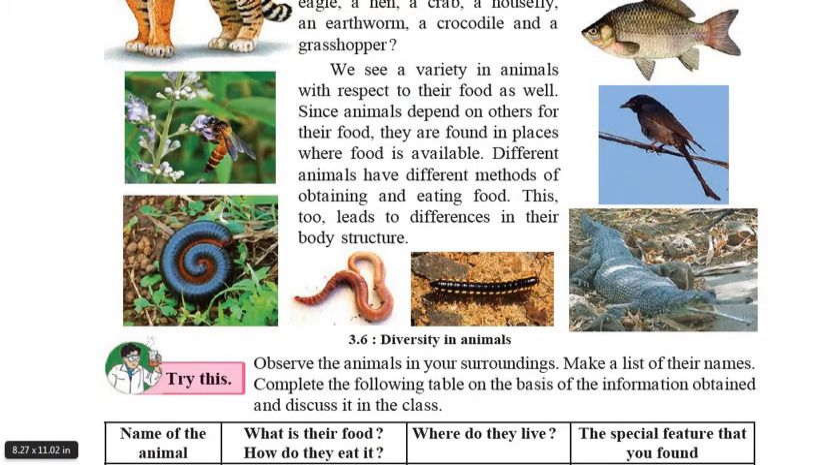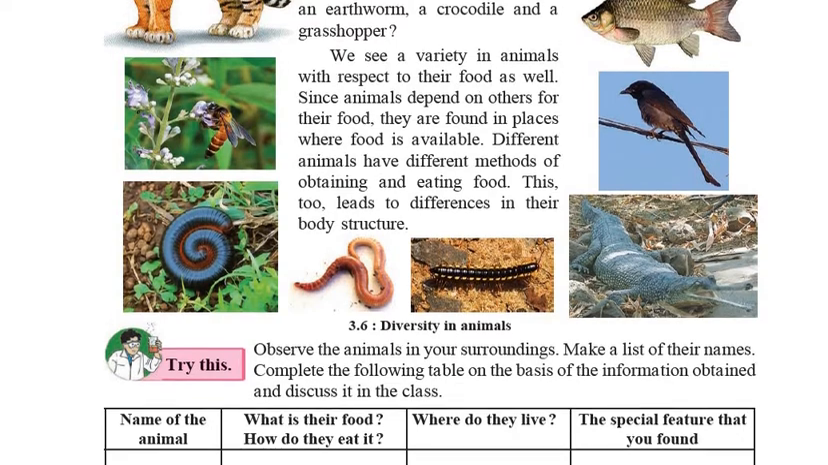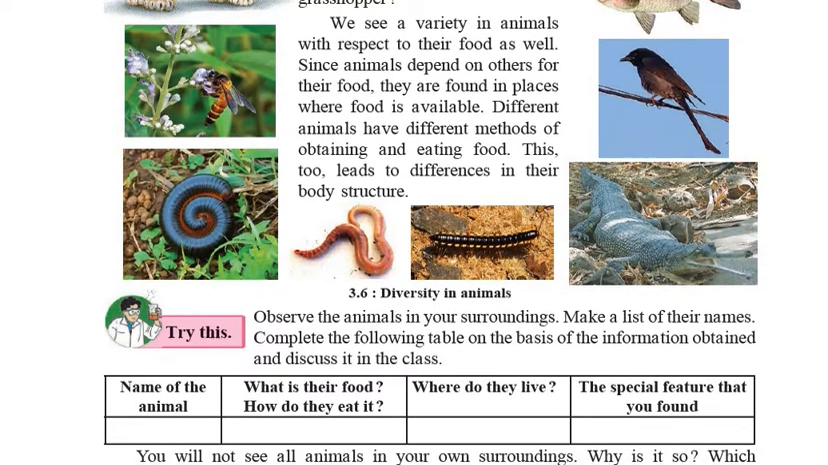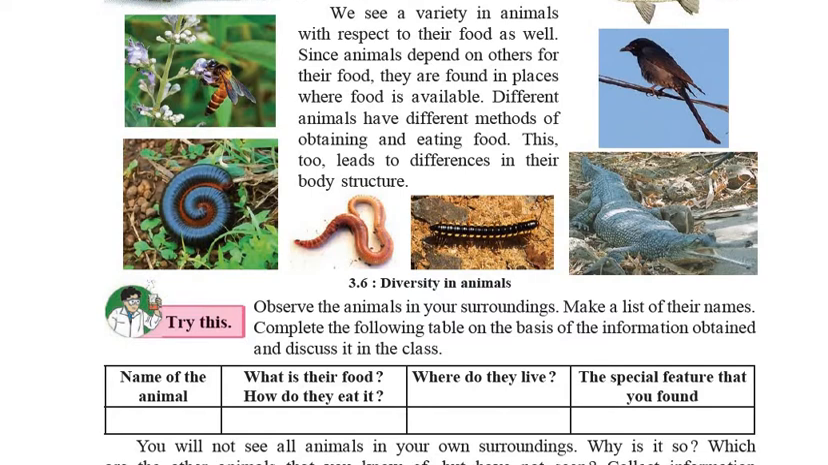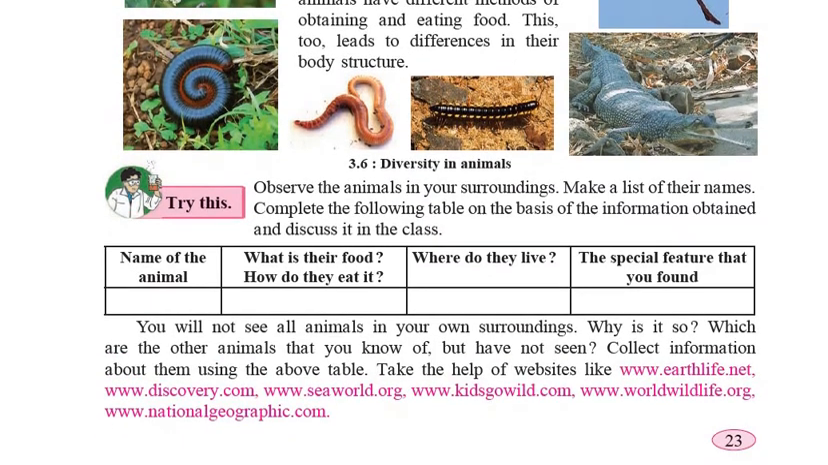We see a variety in animals with respect to their food as well. Since animals depend on others for their food, they are found in places where food is available. Different animals have different methods for obtaining and eating food. These too lead to differences in the body structure.